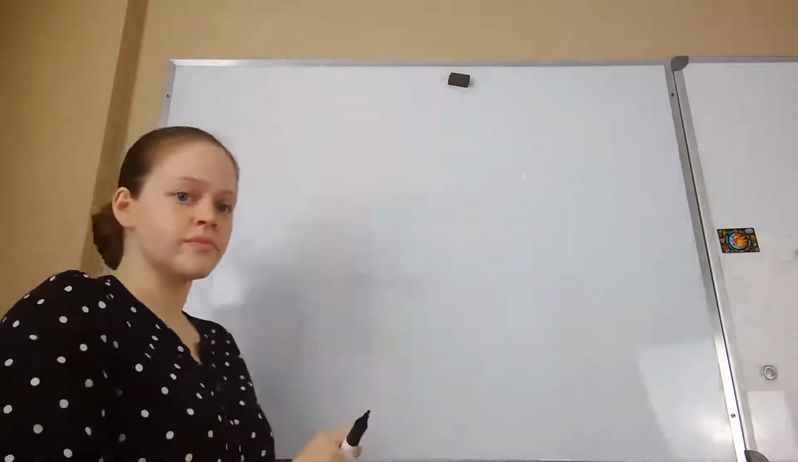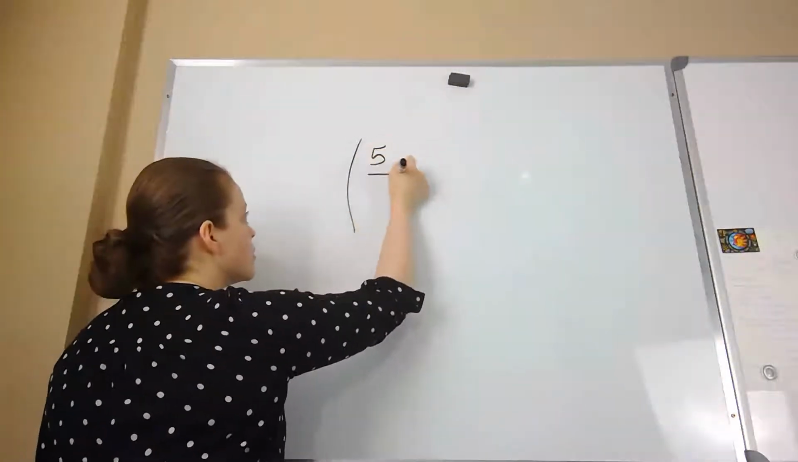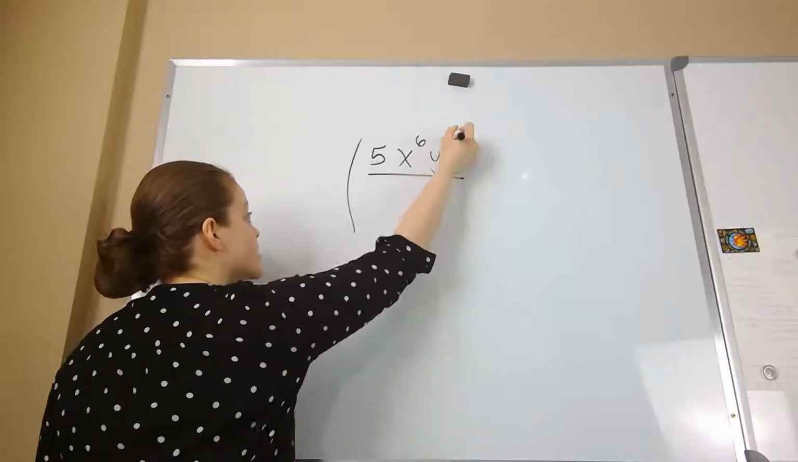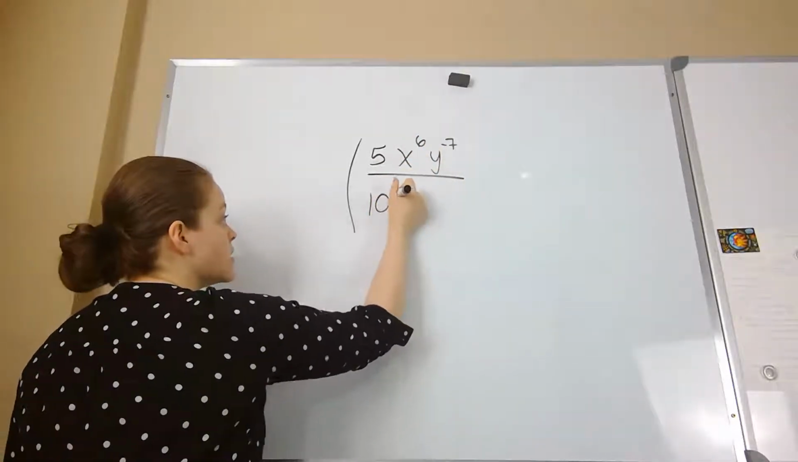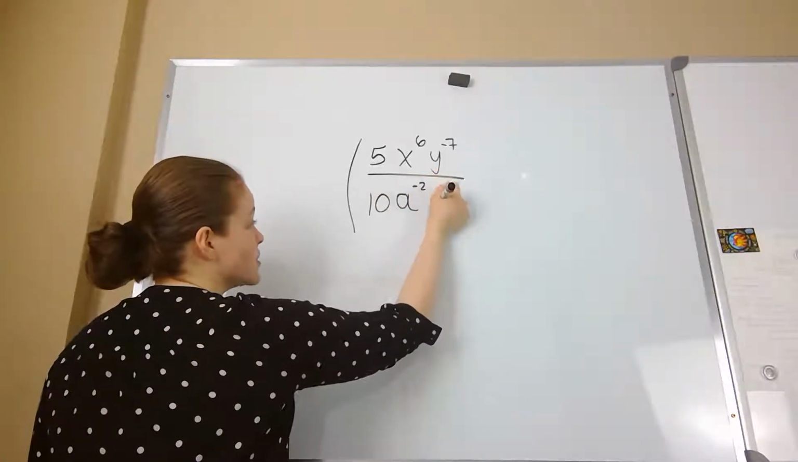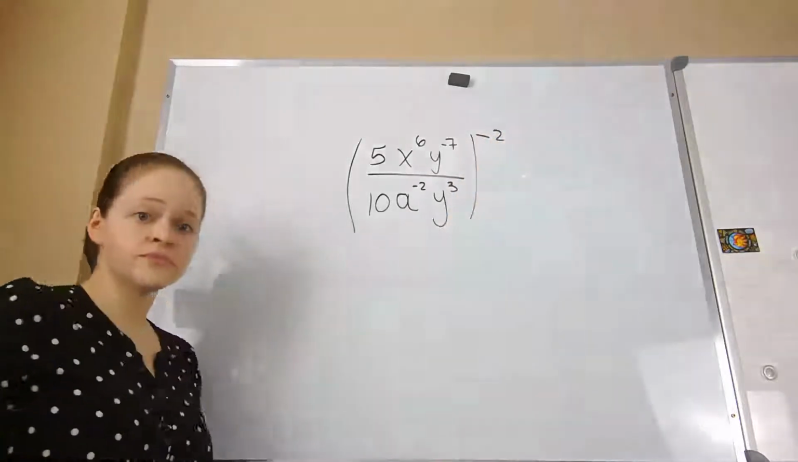So an exponent rule. So if we have something like, I don't know, 5 over x to the 6, y to the negative 7, 10, a to the negative 2, y to the 3, all to the negative 2.